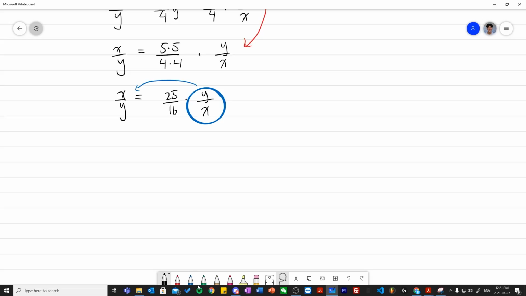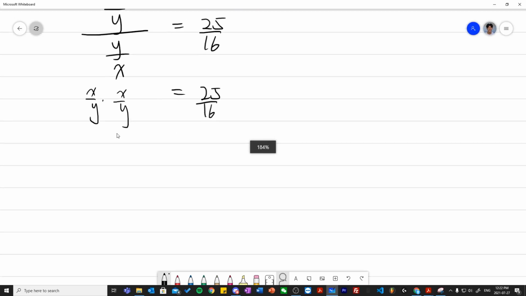And guys, what would this side be after I move this y over x over here? What would this be? Mind you, x over y divided by y over x. Yeah, so x over y divided by y over x. So what would this be? X over y times x over y. All right. Does anybody know a good way to express this so that I don't have to write out two x's?